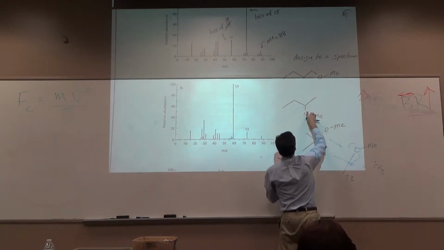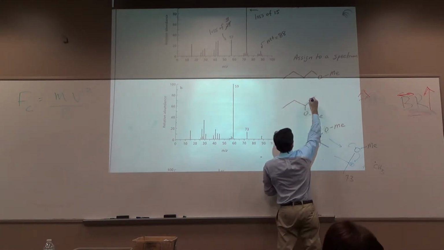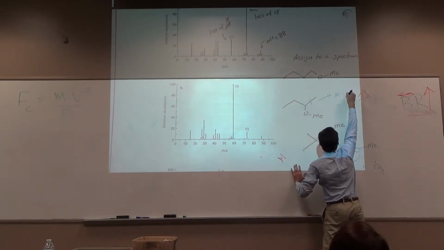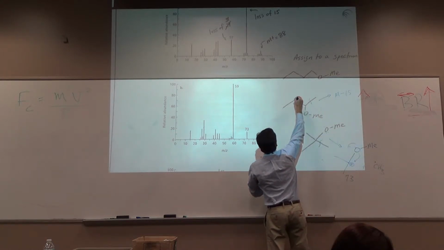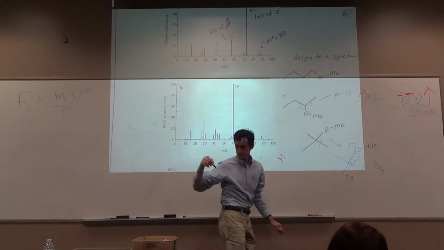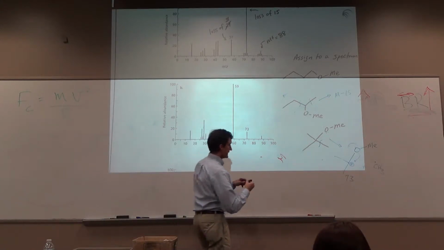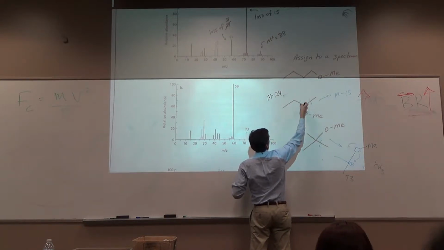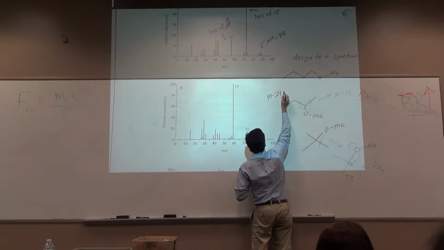Here, where do you want to cleave? Where do you want to put cation at? How about right there? Yes. If we cleave there, what do we get? M minus what? 15. If we cleave here, what do we get? Yes, M minus 29. Okay, you got to see that. Cleave here, put cation here, we lose the ethyl radical, that's 29.